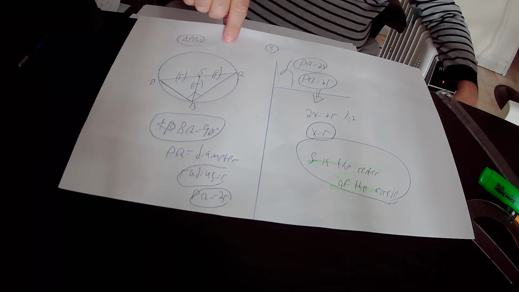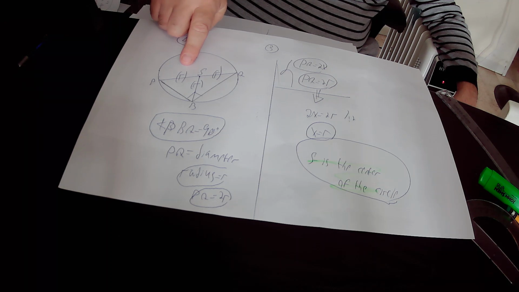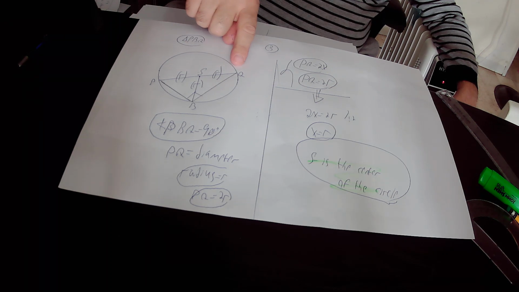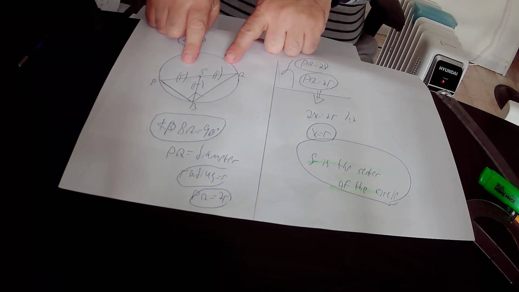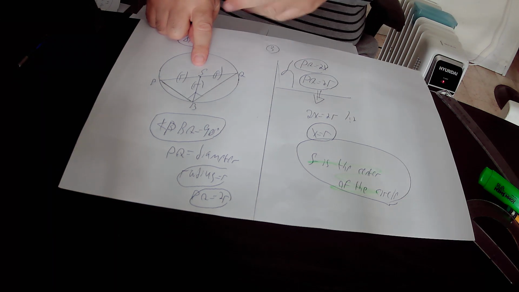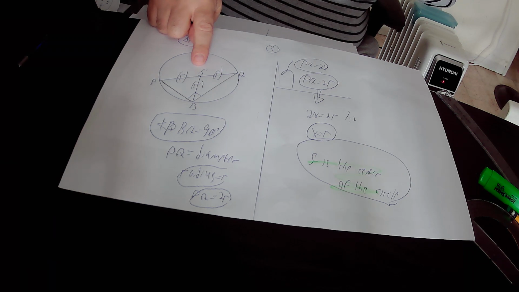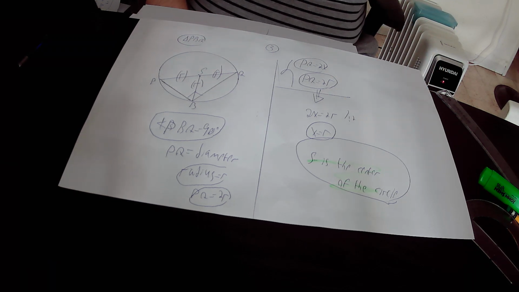So we have already found out that PS equals R and SQ also equals R. So those two radii of this circle touch each other at point S. Therefore point S is the center of the circle. Point S is the center of the circle.